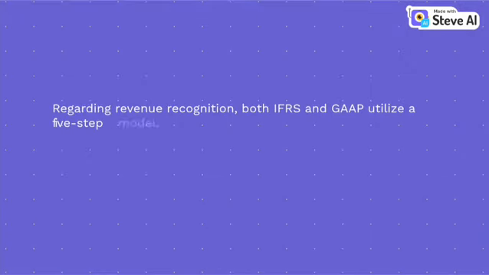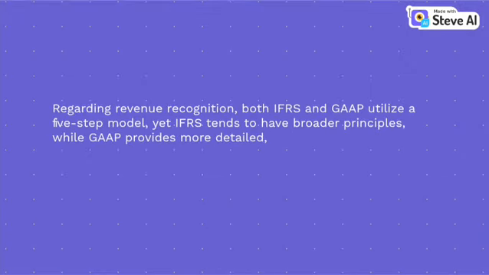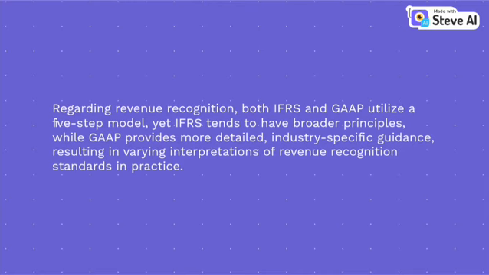Regarding revenue recognition, both IFRS and GAAP utilize a 5-step model, yet IFRS tends to have broader principles, while GAAP provides more detailed, industry-specific guidance, resulting in varying interpretations of revenue recognition standards in practice.